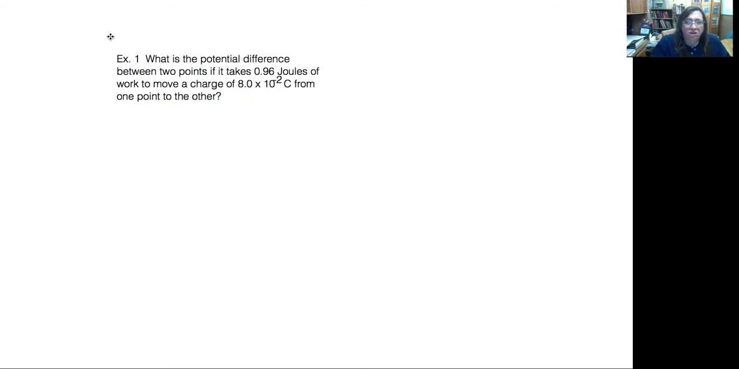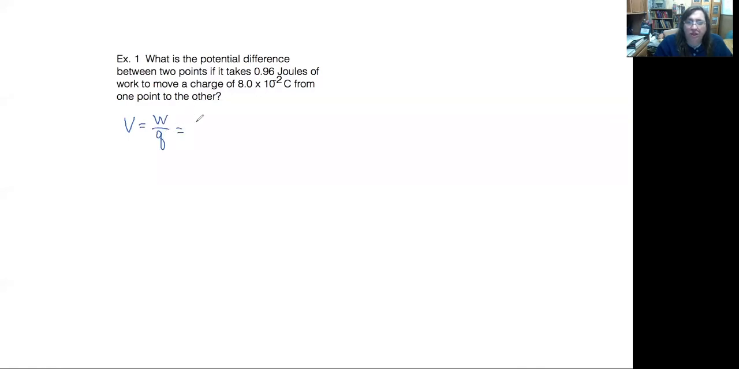What we're going to start off by doing here is we're going to make sure we actually have a pen. There we go. All right, and I'll do this in blue as well. So what we want to start off doing here is just looking at the equation we just came up with. V is equal to W over Q.